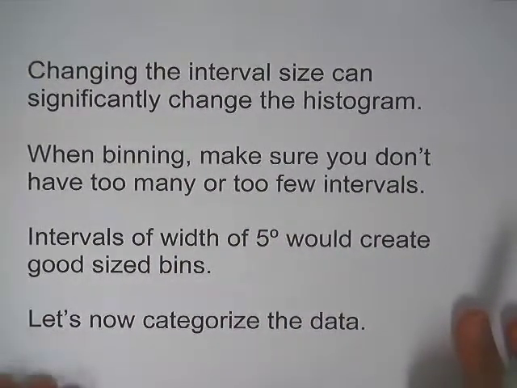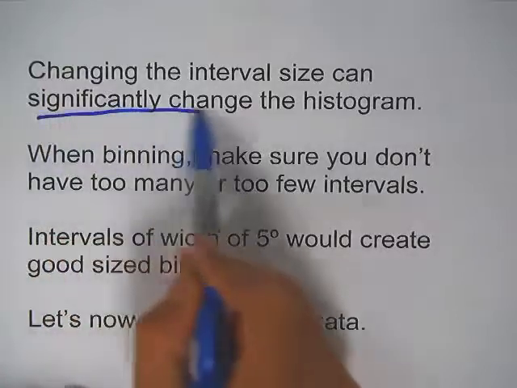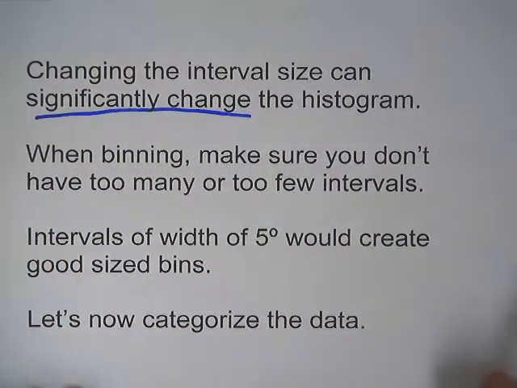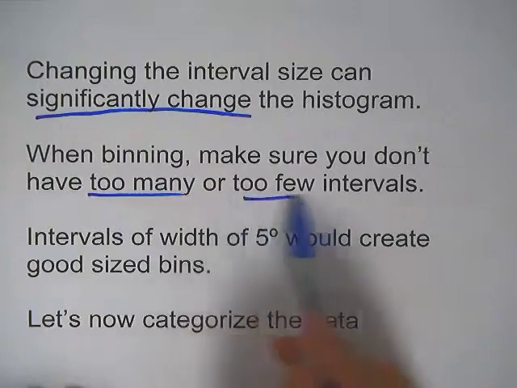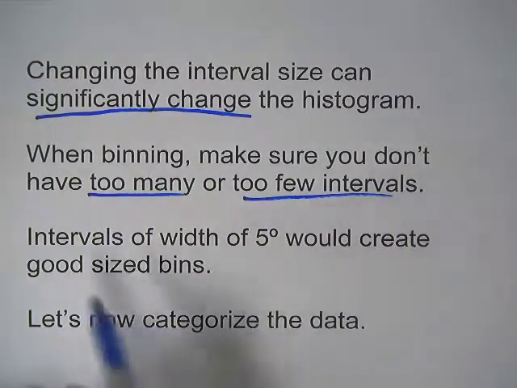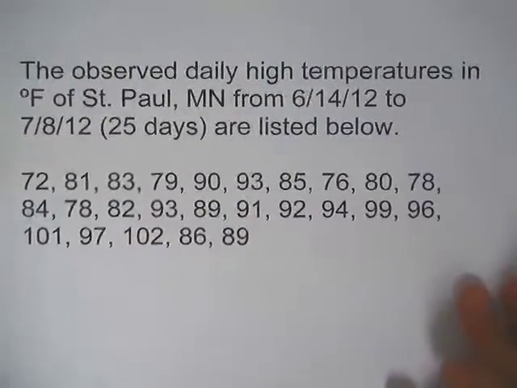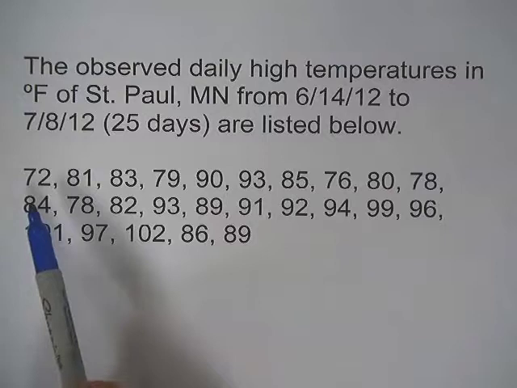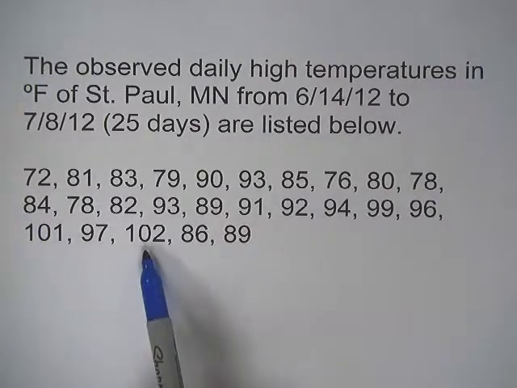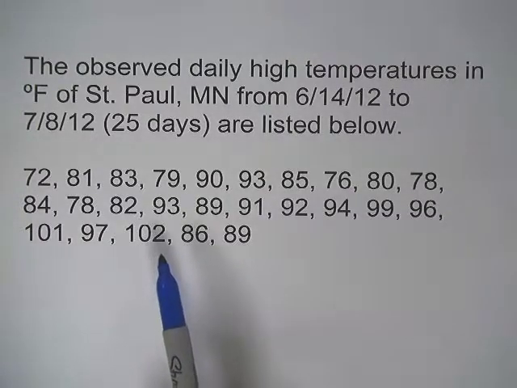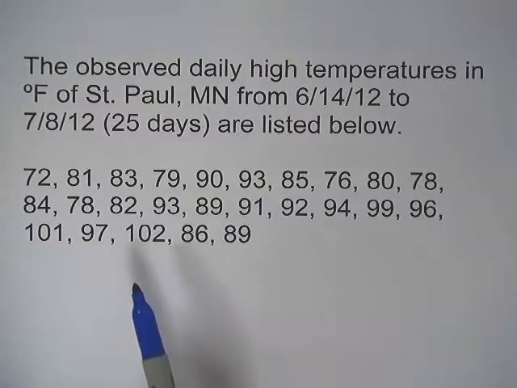Changing the interval size can significantly change the histogram. When binning, make sure you don't have too many or too few intervals. In this case, intervals of width 5 degrees would create good size bins. If we look back at the data, our smallest data value seems to be 72. The largest data value is 102, so that spans 30 degrees. So I think it would make sense to have bins of width 5, and that would give us a pretty good way of displaying that data.